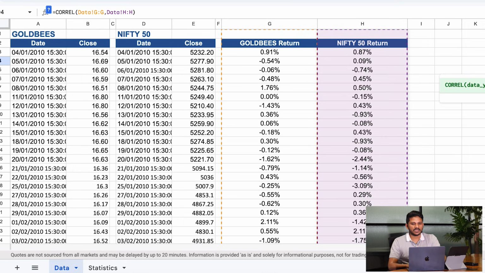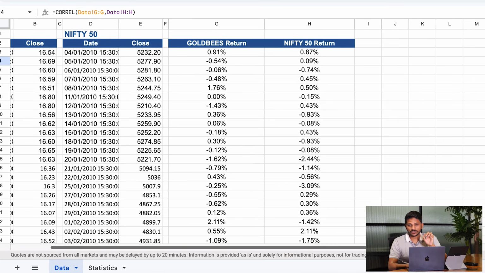So as you can see here, the correlation is minus 0.038, which is almost negligible. So like I said earlier, if the correlation is nearly zero, then your assets are moving independently of each other. So that's how you can actually measure correlation, and it would be a great idea to measure correlation for all the assets that you have in your portfolio and see how diversified your portfolio is.